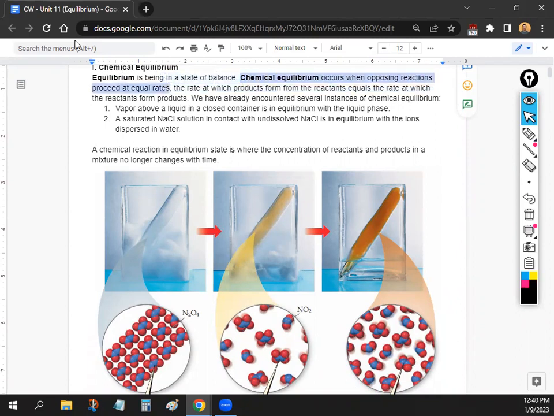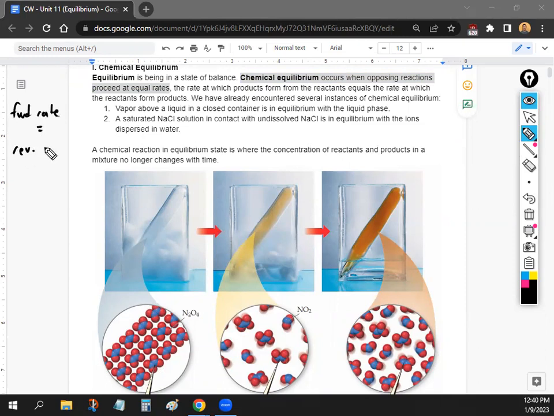We talked about the rate of a reaction. Equilibrium is where the forward rate and the reverse rate of a reaction are equal to one another. If you want to make it very simple, basically the forward rate is equal to the reverse rate. That is what chemical equilibrium is. When you have a reaction, it's going forward and backwards at the same rate.